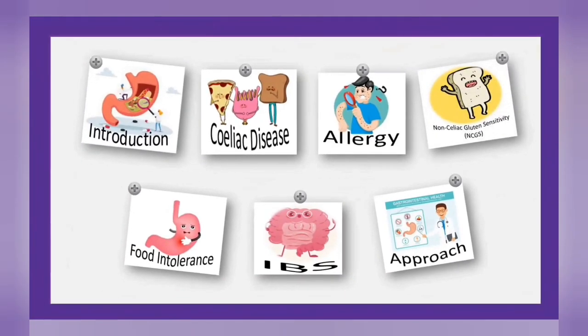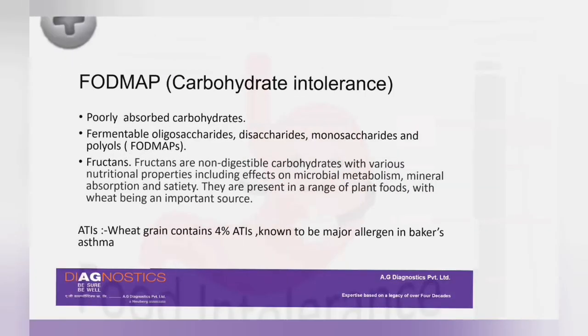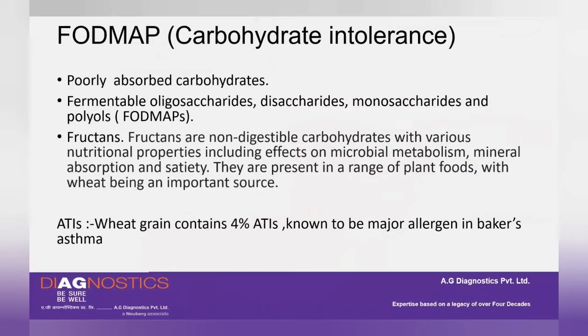So like I said, I was going to discuss FODMAPs. So FODMAP is fermentable oligosaccharides, disaccharides, monosaccharides, and polyols. So these are poorly absorbed carbohydrates, of which a subtype is fructans. So fructans are non-digestible carbohydrates with various nutritional properties, including effects on microbial metabolism, mineral absorption, and satiety. They are present in a range of plant foods, with wheat being an important source. Also, wheat contains 4% ATI, which are known to be the major allergens in baker's asthma.